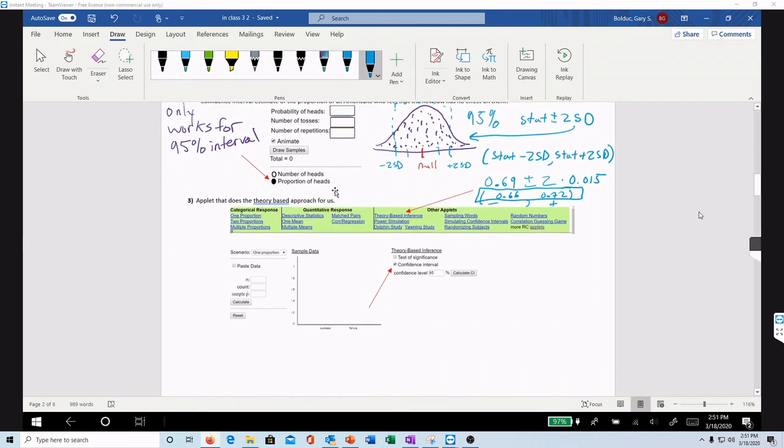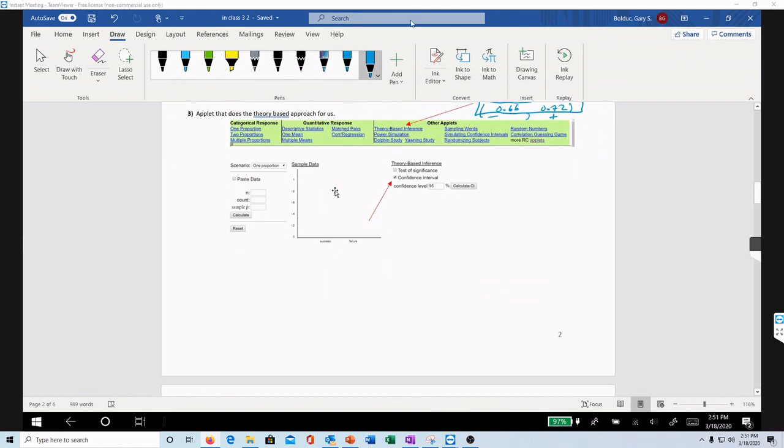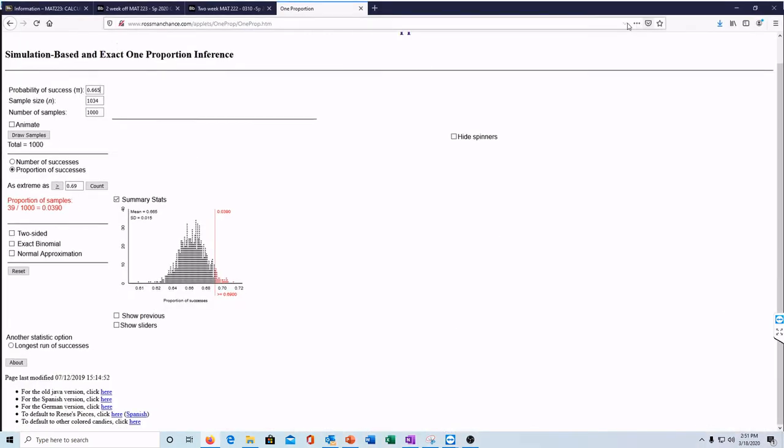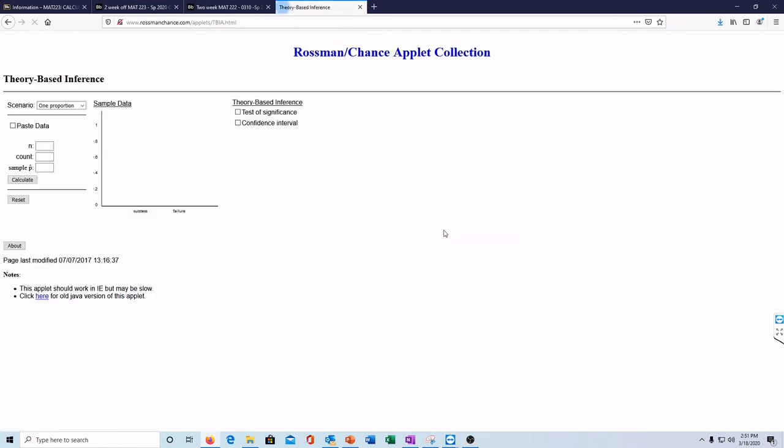Okay, so then we go to number 3, and we say, I don't want to do any of this computing anything, so we go to theory-based inference. I go confidence interval. I'm going to put in my information, 0, 1, 3, 4. Am I remembering that correctly? Yep, 0, 1, 3, 4. That's how many I had. My sample proportion was 0.69. That automatically does the count for you. So remember, all you have to do is put in 2 pieces of info, the sample size and either the count or your p hat, and it'll tell you everything else.